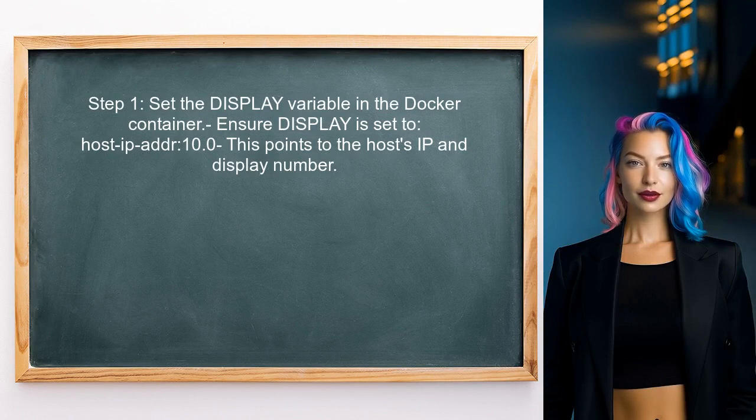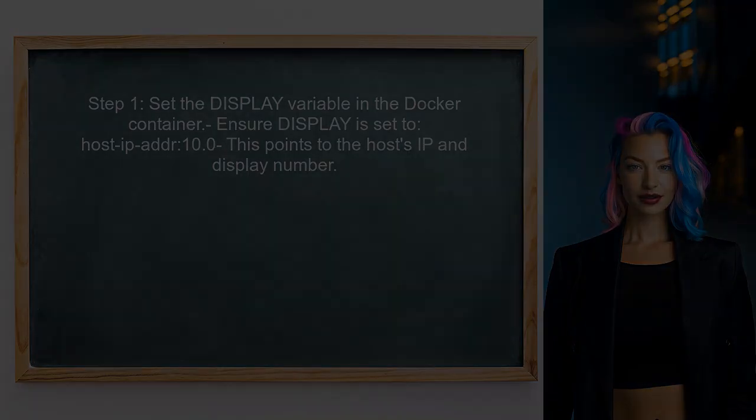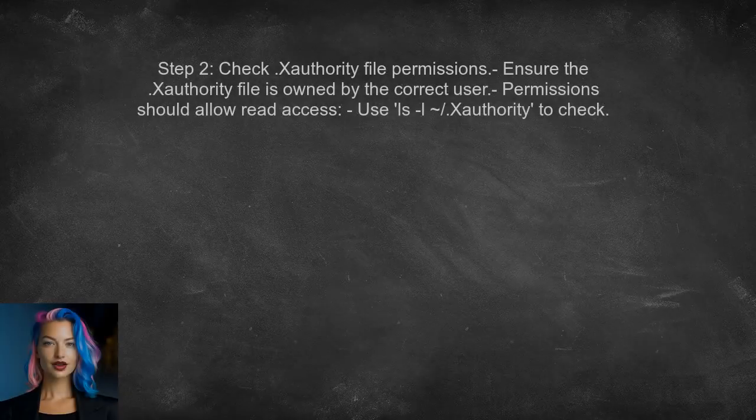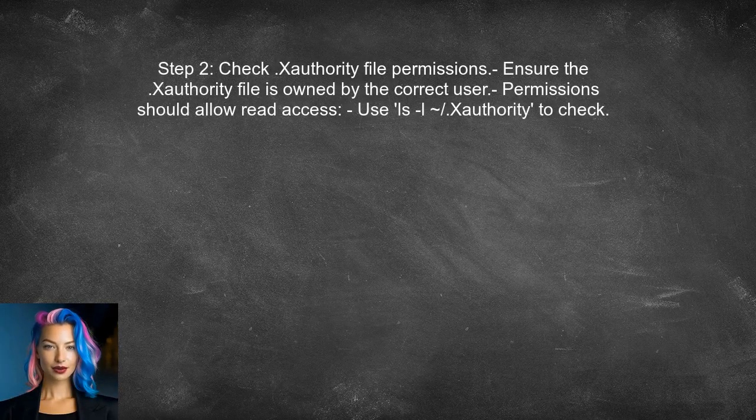To begin resolving the X11 forwarding issue, the user should ensure that the DISPLAY variable is correctly set in the Docker container. This variable should point to the host's IP address followed by the display number. Next, the user should check the permissions of the .Xauthority file. This file is crucial for authentication, and it must be accessible to the user running the Docker container.